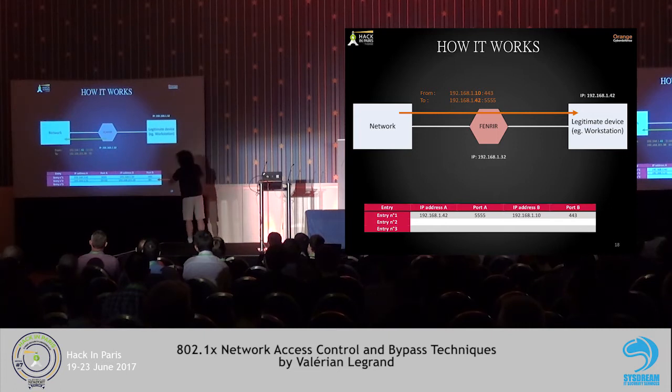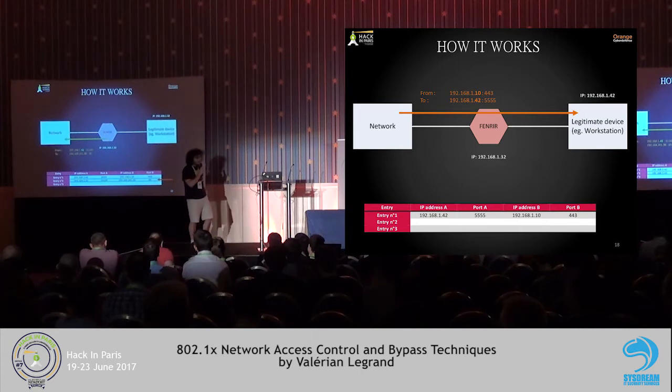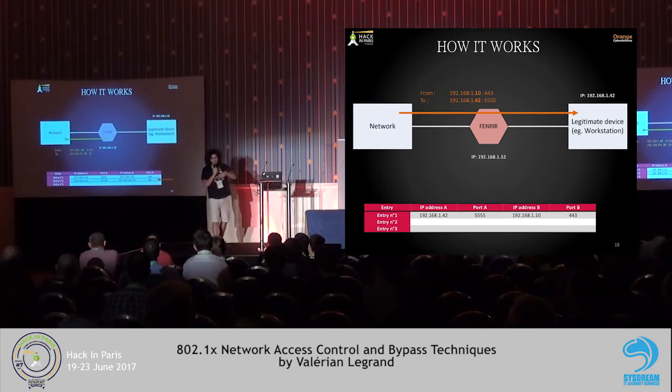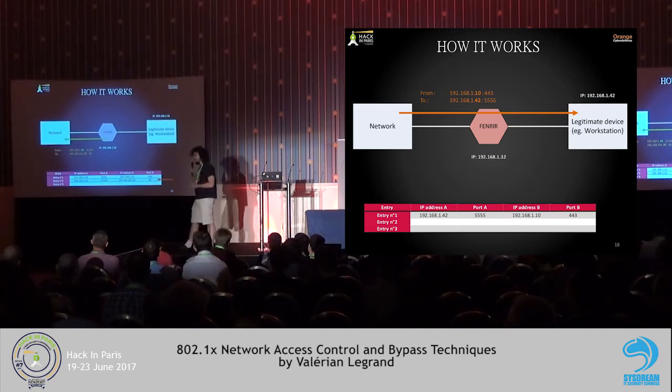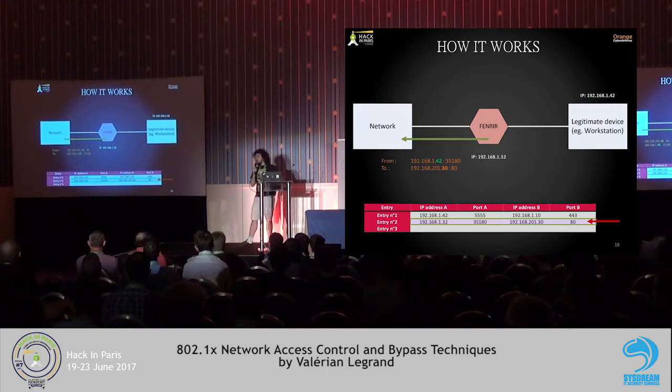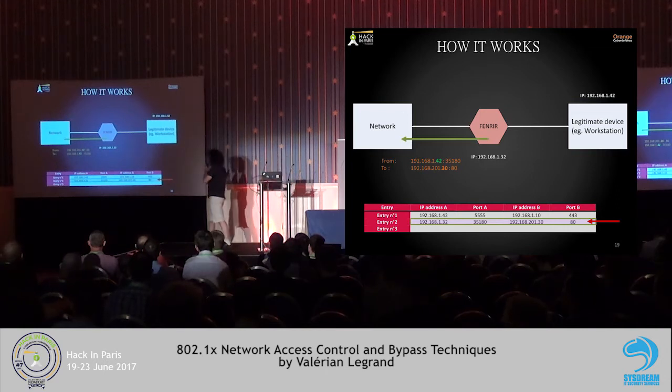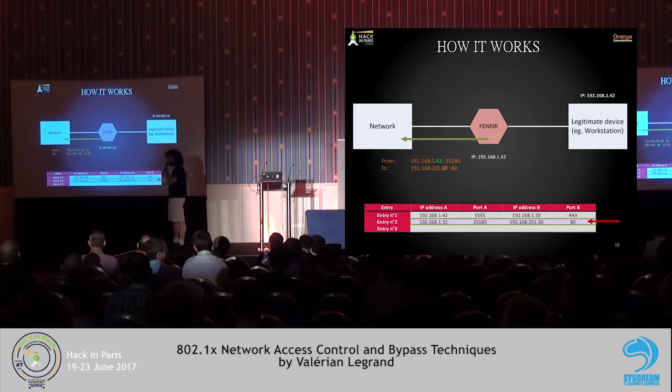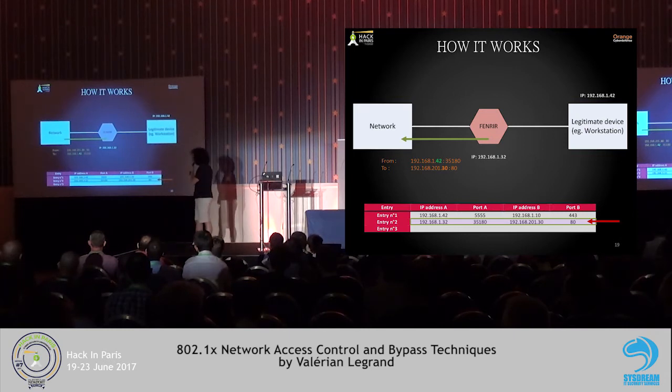As you can see, we have the source destination, the source IP address, sorry, that is the rogue host IP address. But before sending it on the wire, we will rewrite the frames so that they appear to be coming from the legitimate device. And now, when the answers come back, we have a problem because the destination address is the legitimate device address. And so Fenrir needs to know where to send it.